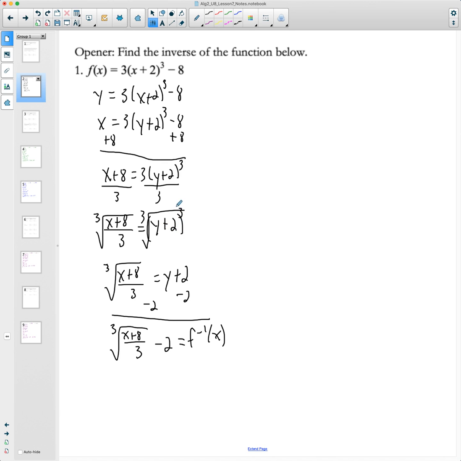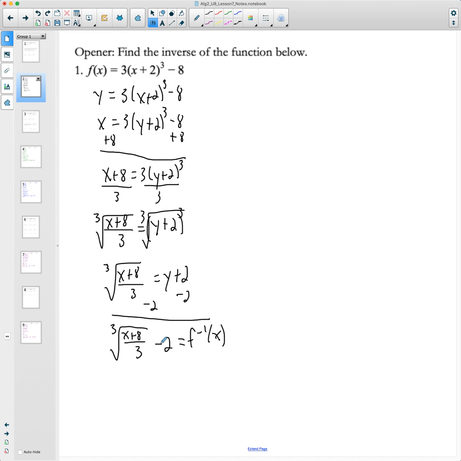Now here's really the vital piece: in order to get to this y, I have to undo, I have to do the inverse operation of something cubed. And the inverse to cubing something is to take the cube root of both sides. So I end up with the cube root of x plus 8 divided by 3 equals y plus 2. And then my final step to solve for this y is to subtract 2 from both sides. And once I've done that, this is the inverse function. All right, and that's what we have.